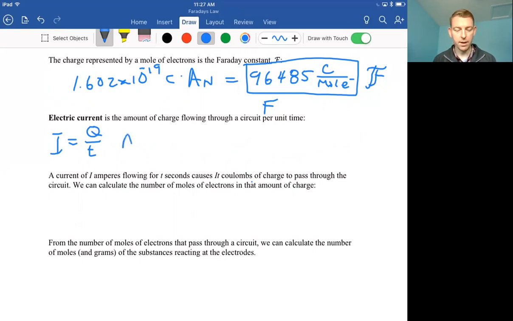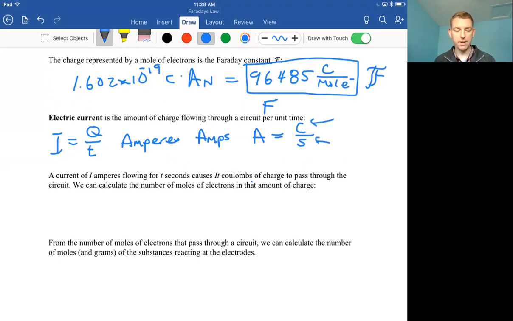So the units are amperes, or often called just amps, and it gets the capital letter A. An amp is worth 1 coulomb per second. So this is again charge per unit time.